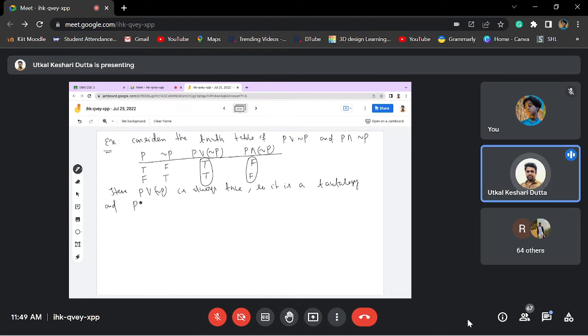And P conjunction negation P, from the truth table, is always false. As it is always false for all possible cases, it is a contradiction. All false means contradiction. All true means a tautology. In case of not all true and not all false, all other cases are considered contingency.